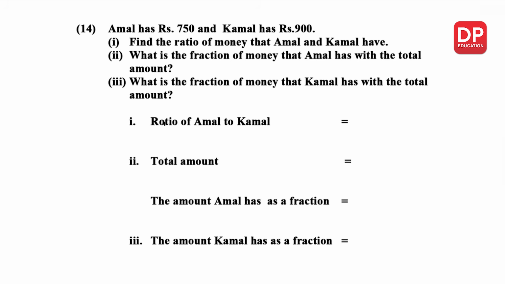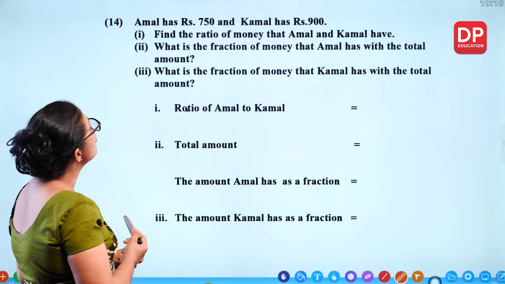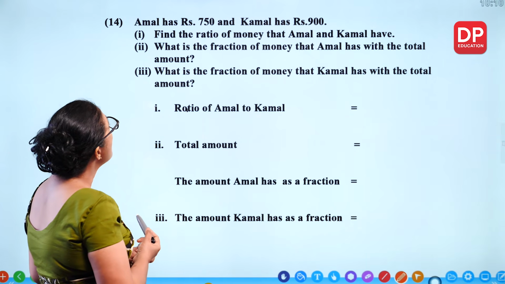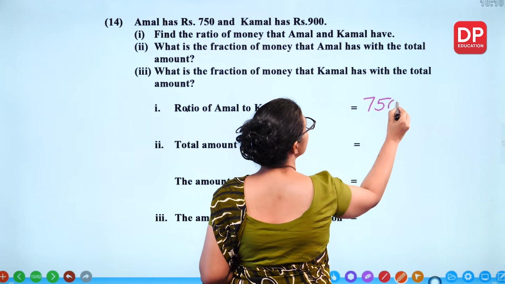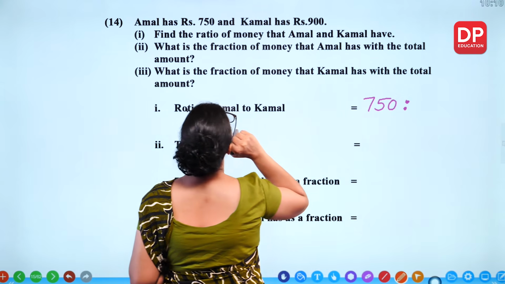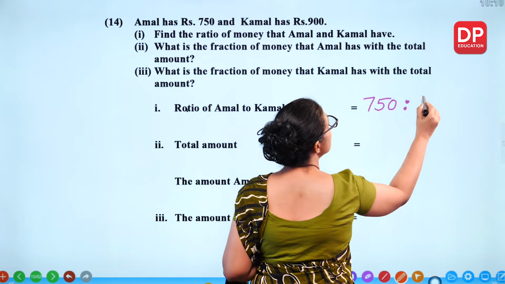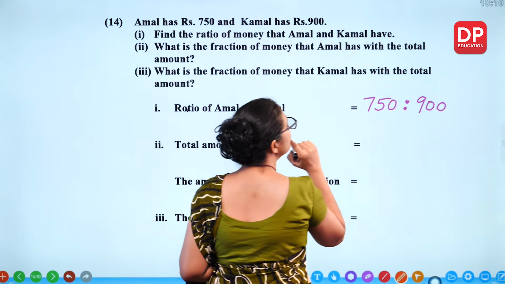Amal has 750 rupees and Kamal has 900 rupees. Find the ratio of money that Amal and Kamal have. So what's the ratio? Amal has 750, Kamal has 900.